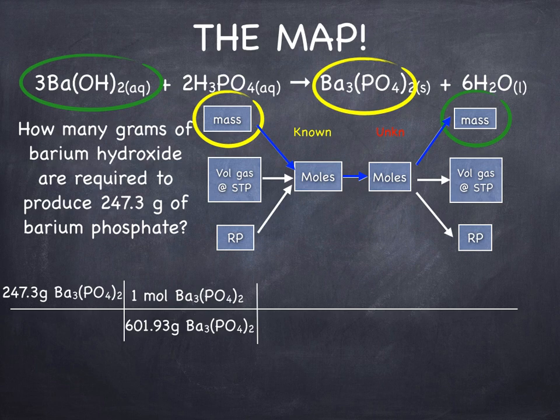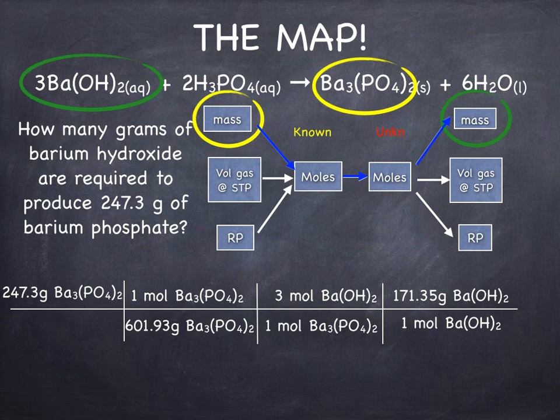Our next step then is going to be the mole ratio. 3 moles of barium hydroxide to 1 mole of barium phosphate. Again, look at that diagonal to determine where the 3 goes and where the 1 goes. You should get 3 moles of barium hydroxide on top, 1 mole of barium phosphate on the bottom. Our next conversion is to go from moles of unknown then to mass of unknown. So we're going to need that 1 mole of barium hydroxide on the bottom this time, and then the molar mass is 171.35 grams of barium hydroxide.